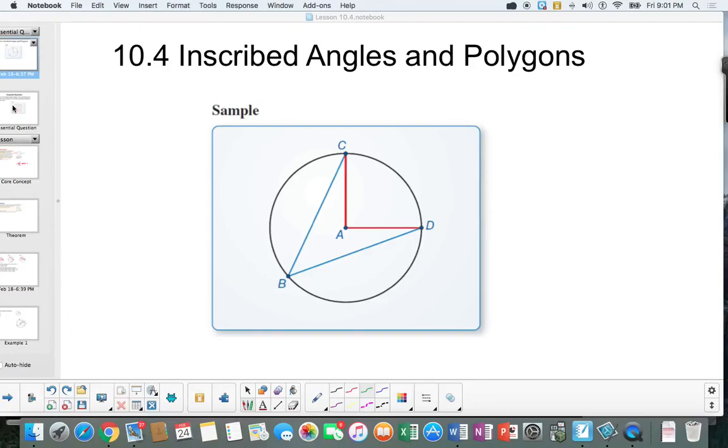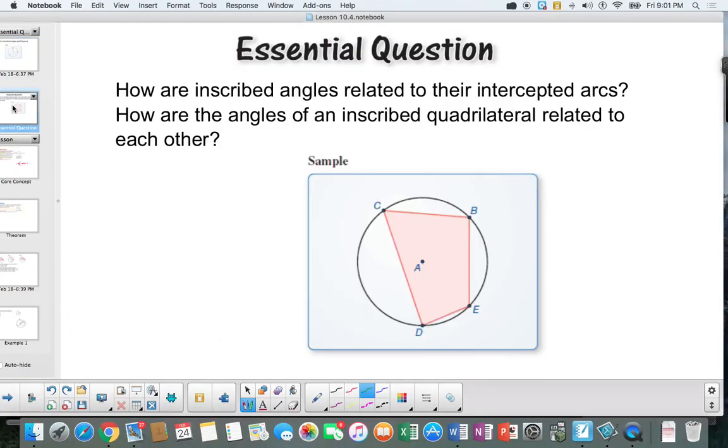10.4 Inscribed angles and polygons. How are inscribed angles related to their intercepted arcs? How are the angles of an inscribed quad related to each other?